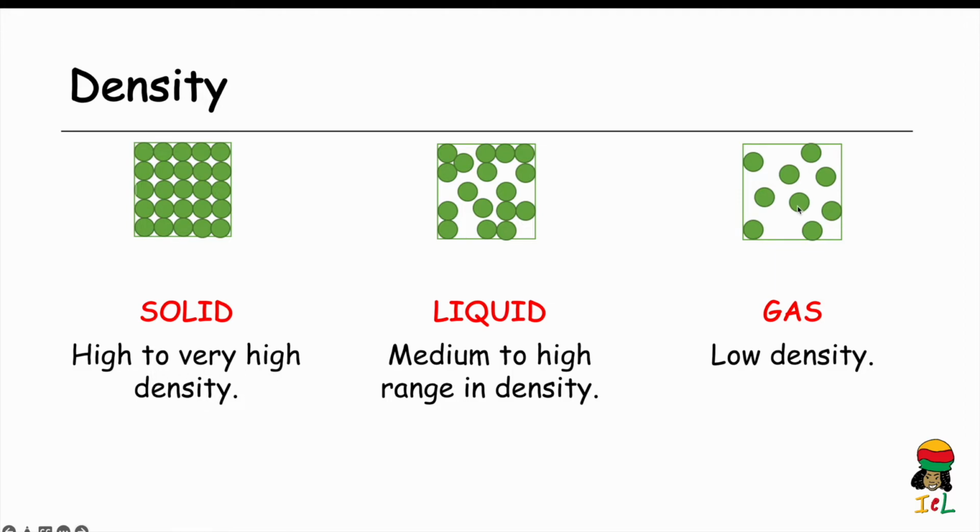Gases, on the other hand, have very few particles within that given space compared to liquids and solids, and as a result, gases have very low density. Liquids, on the other hand, have medium to high range densities.